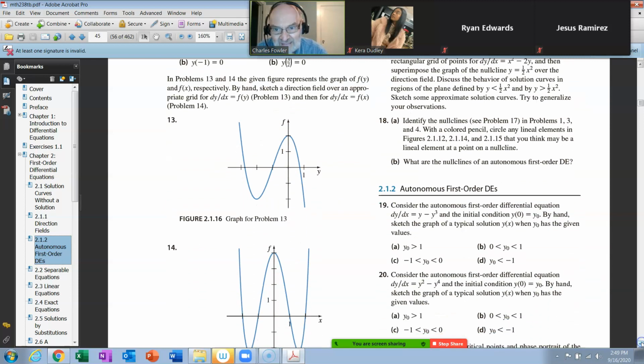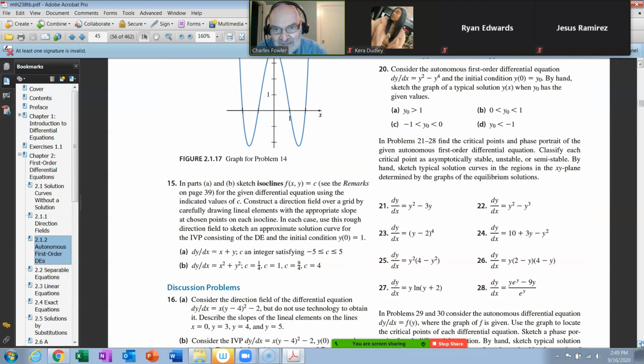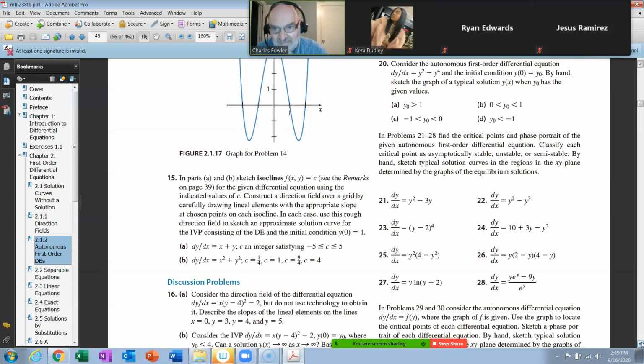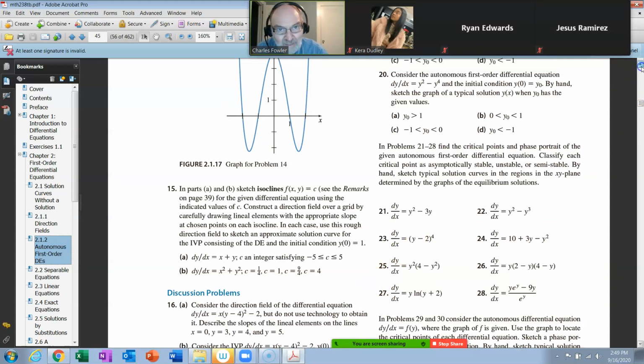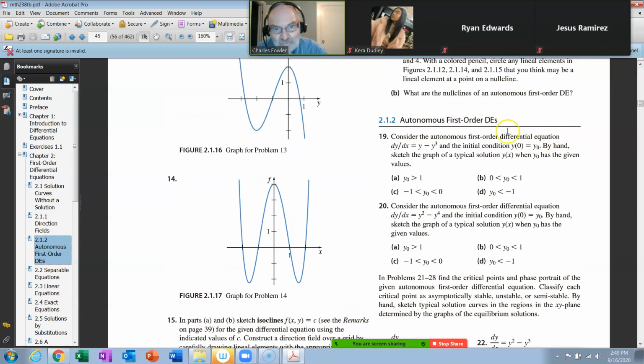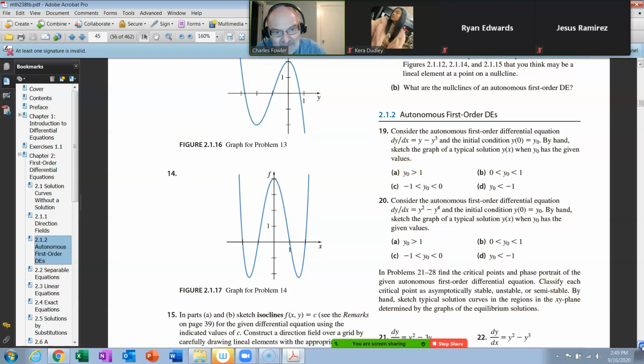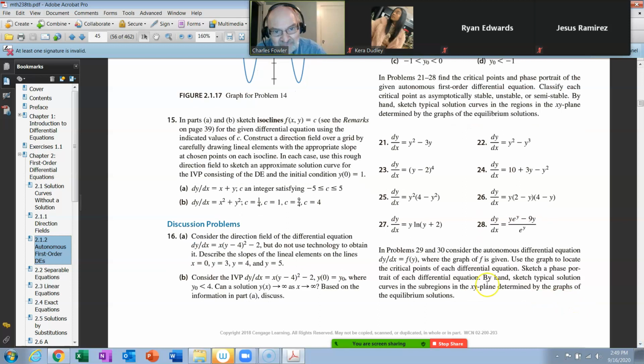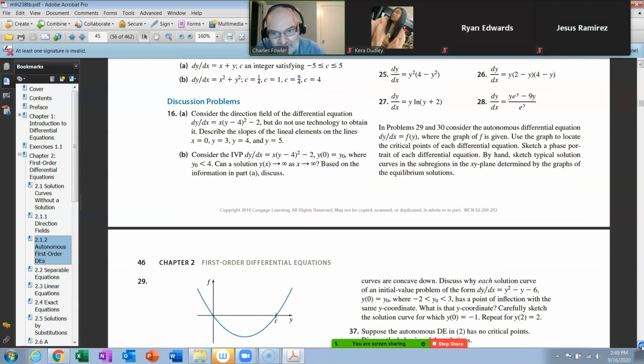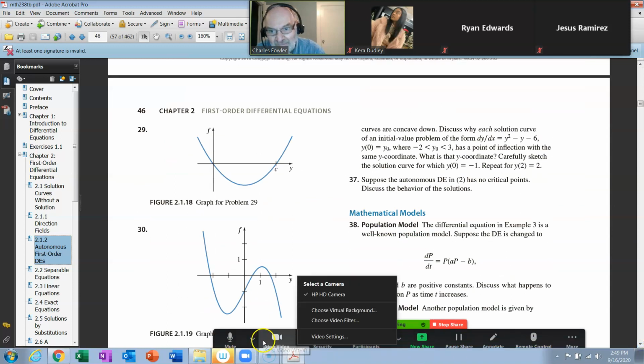15. That should be in the back of the book. Don't worry about the discussion problems. But beginning with 2.1.2, these should be in the back. 19 should be back there, and any of the odds 21 through 27 should be back there. 29 should be back there, which is this one right here.